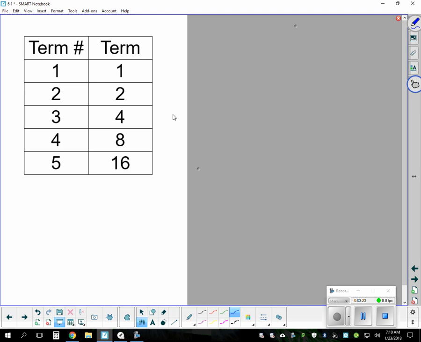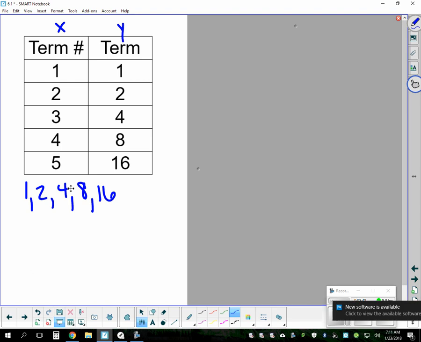So first of all, we can turn these sequences into basically a T-chart, where our first column is the term number and the second column is the term. So we're kind of thinking of our X values as the term number and the actual term in the sequence as our Y values. If I were to write this out normally, how we write a sequence, it'd be 1, 2, 4, 8, 16. Okay, but in the T-chart it looks more like this.